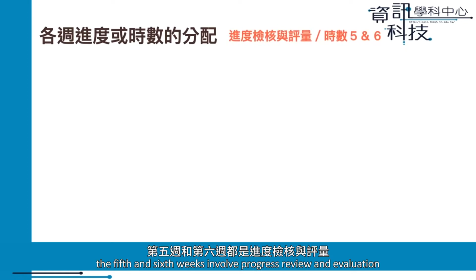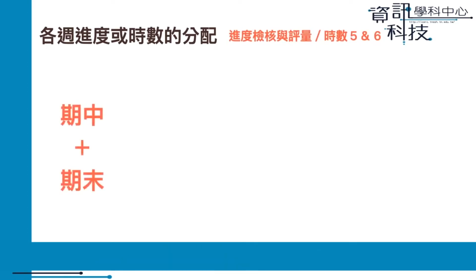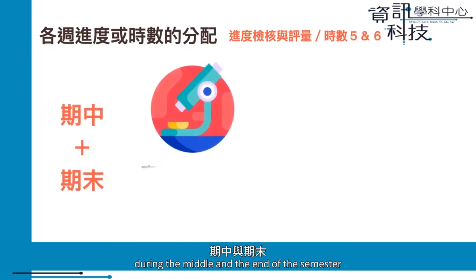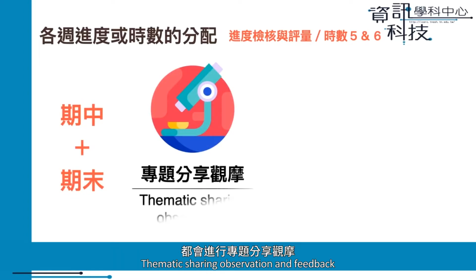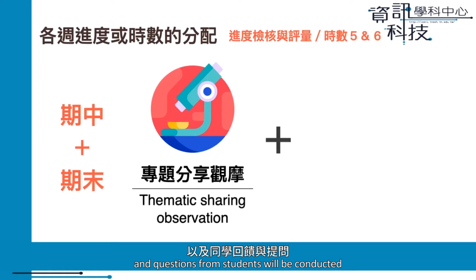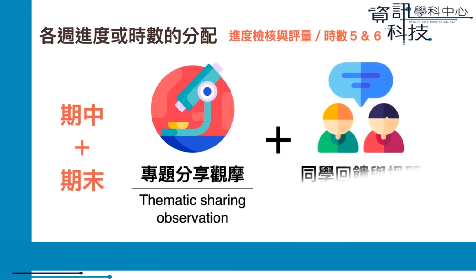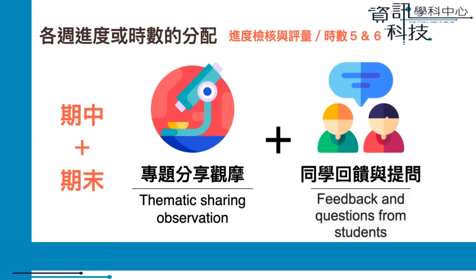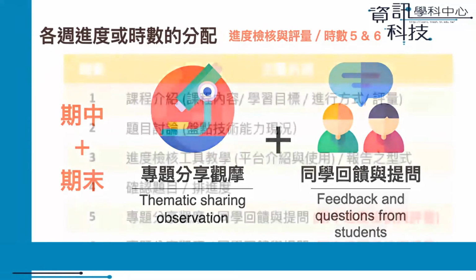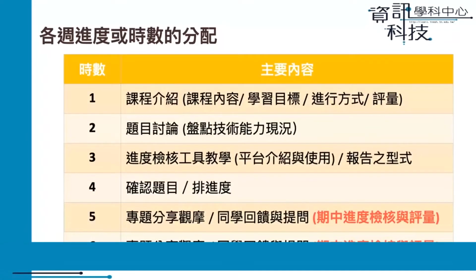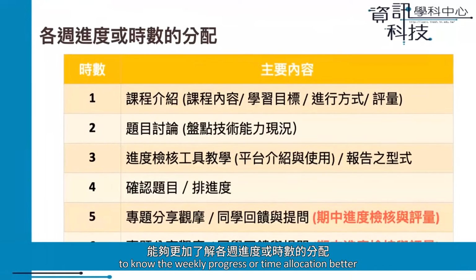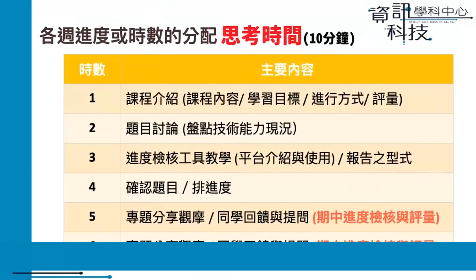The fifth and sixth weeks involve progress review and evaluation. During the middle and the end of the semester, thematic sharing, observation, and feedback and questions from students will be conducted. At last, the chart is shown to allow all teachers to know the weekly progress or time allocation better.